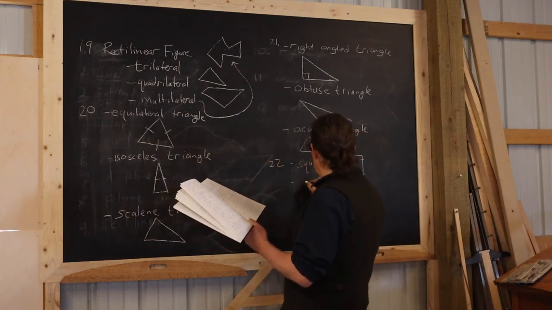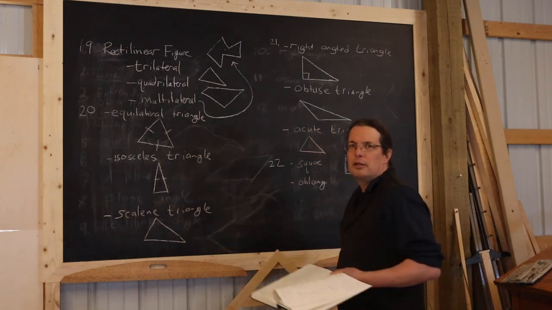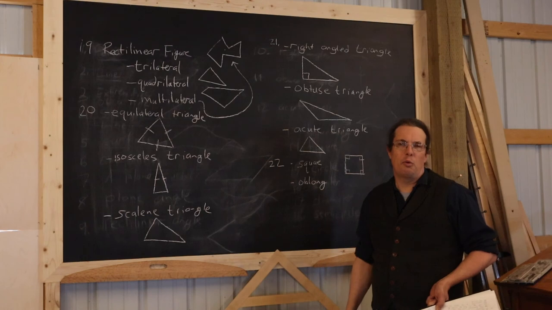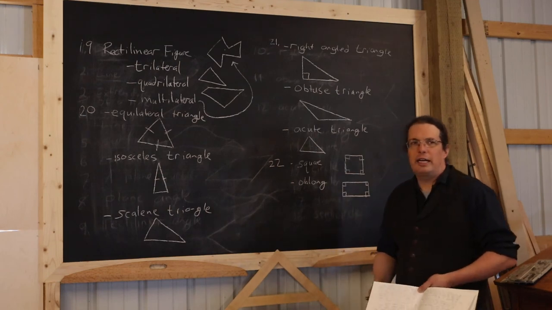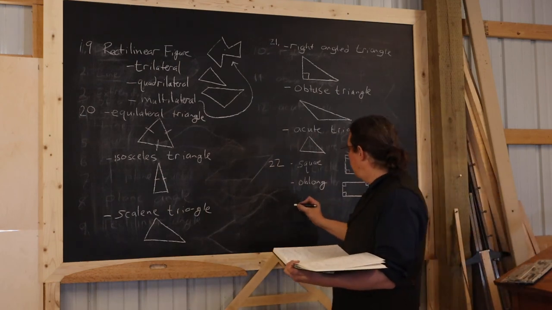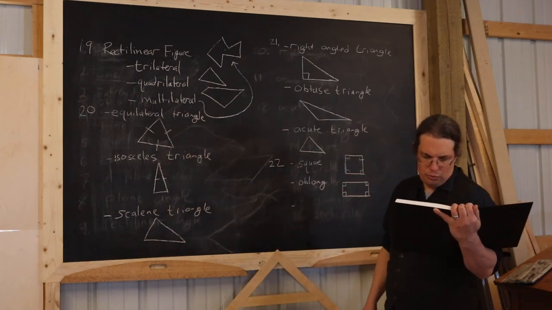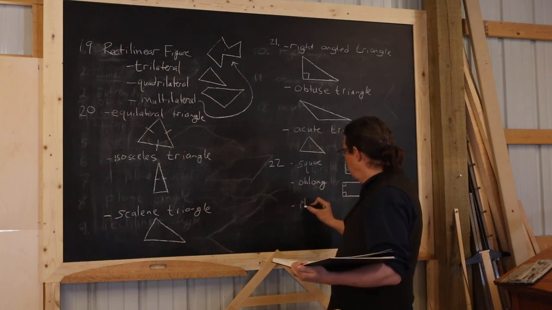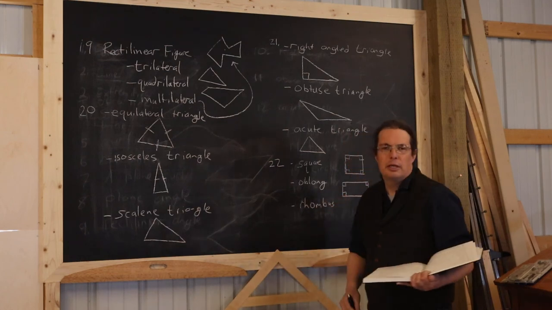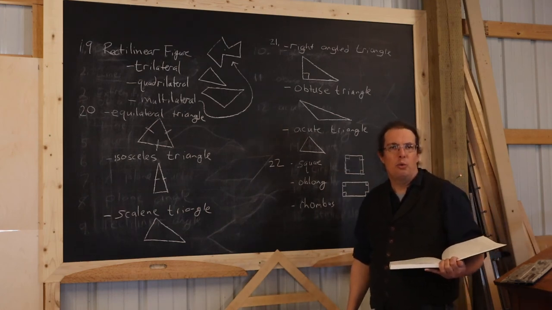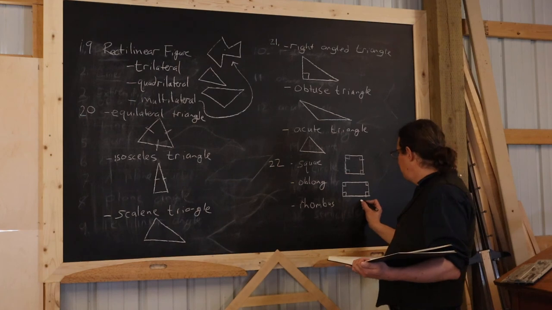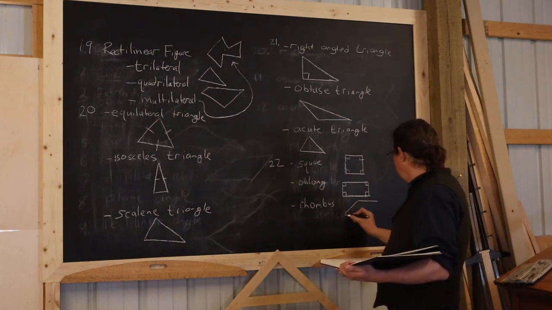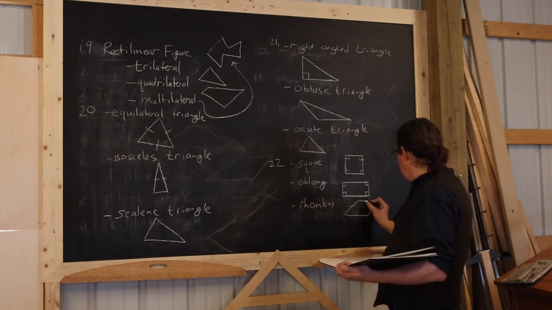An oblong is what Euclid's word was for what we often think of as a rectangle. An oblong is a quadrilateral figure that is not equilateral, but all four angles are right. A rhombus is the opposite of that. It's a quadrilateral figure where all four sides are equilateral, the same length, but none of the angles are right. Rhombus.